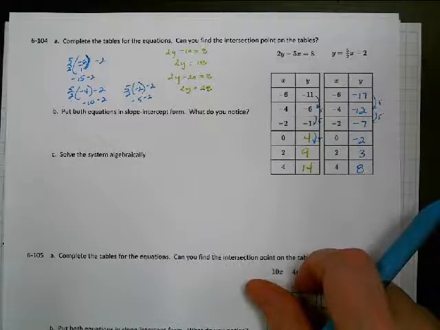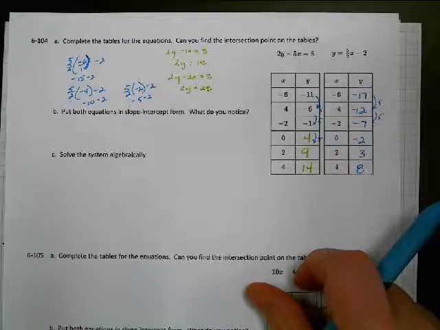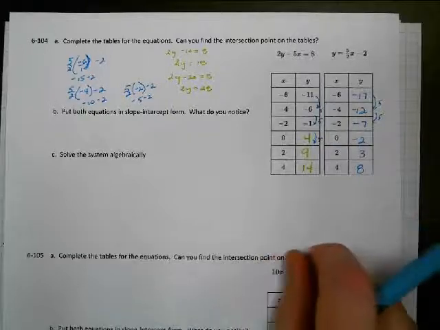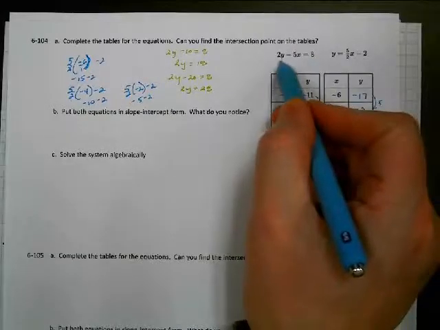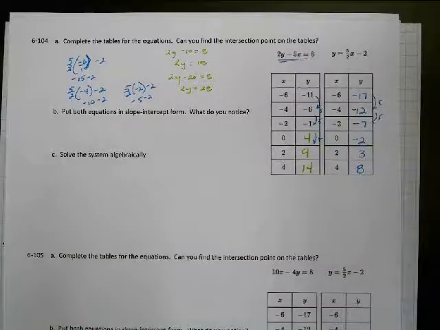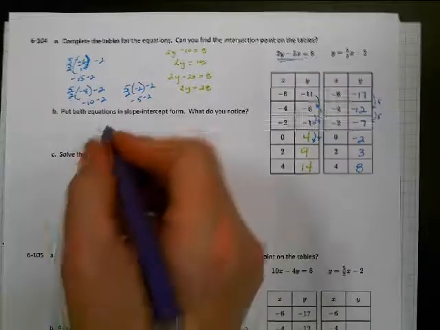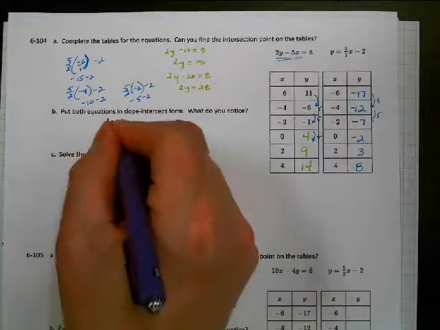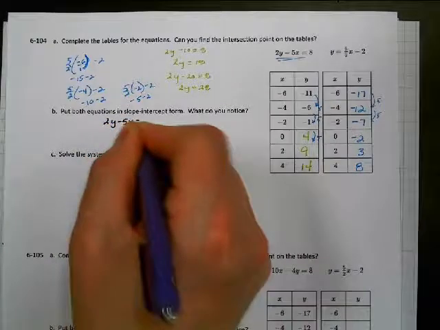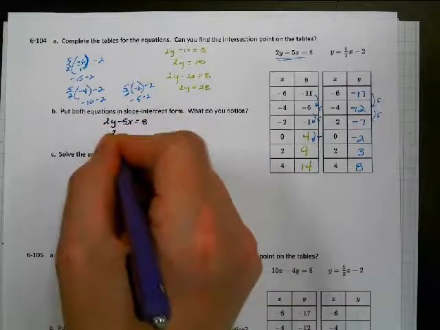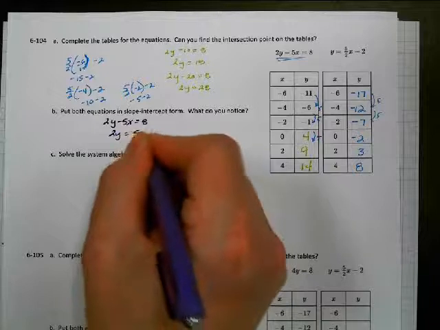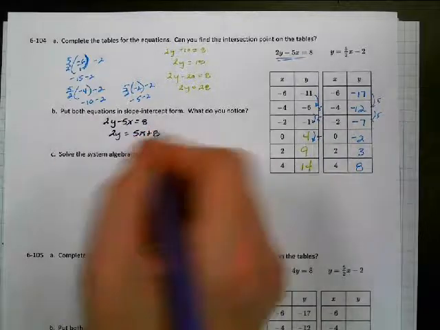So let's put them in slope-intercept form. This is the only one that's not in slope-intercept form, so we'll do that one real quick. We get 2y minus 5x equals 8. Let's add 5x to both sides: 2y equals 5x plus 8. Divide by 2, and I get y equals 5 halves x plus 4.